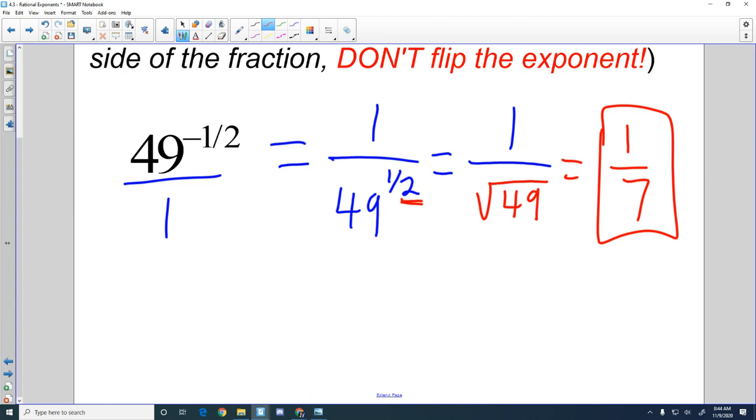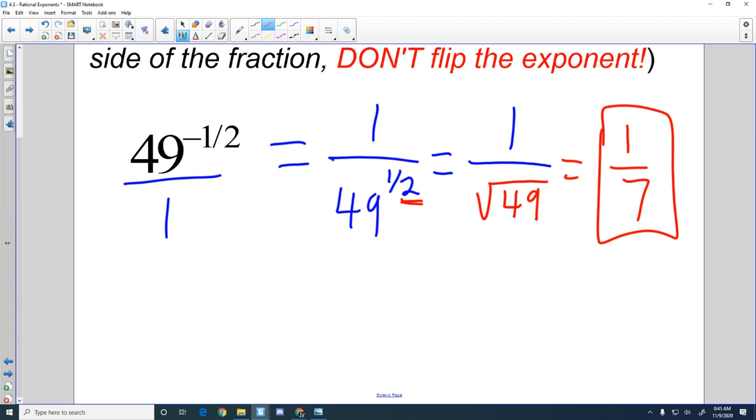What's up? Like all those little steps? No, you don't have to. I'm just slowing down. I'm giving you some simplified ones for now, just so you get used to the process. But yeah, if on a test I gave you 49 to the negative 1/2, and you knew that was 1/7, write 1/7. It's awesome.